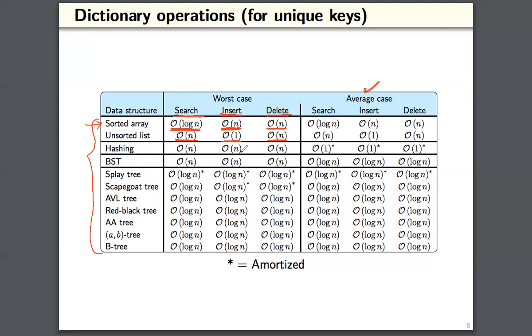Hashing complexity is something like this. Binary search tree, we will see a data structure, binary search tree that takes n time for insert, delete, and search in the worst case. In the average case, it takes log n time, right? Okay, what about all these are the balanced search trees. There are a lot of balanced search trees, splay trees, scapegoat, AVL, red black, AA, AB trees, B trees, and so on, right?